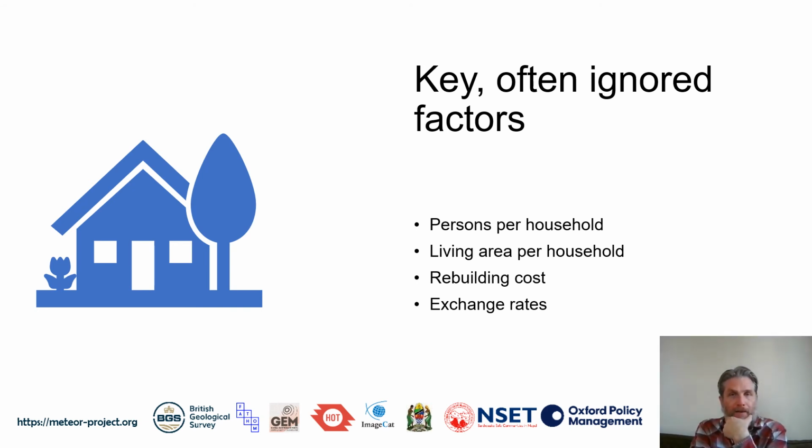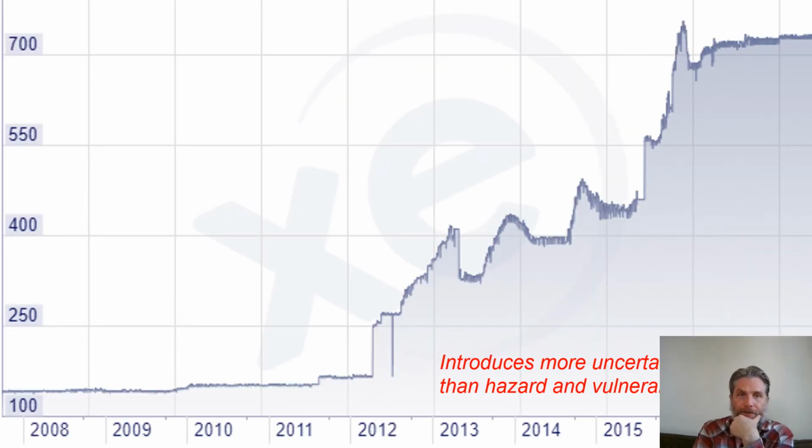If you've got the persons per household varying throughout your country substantially based on the way people live, so that it's 9 people per household in the north part of the country and 3 people per household in the southern part of the country, your results are going to be very, very off if you take a mean, for example. And the same is true with living area per household. If people have a lot more living area in rural areas where they're less cramped, and that's not reflected in the data and your estimates, that's going to impact your results proportionally, and rebuilding costs and exchange rates similarly.